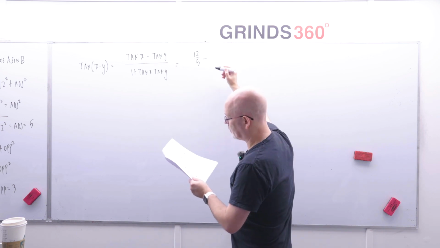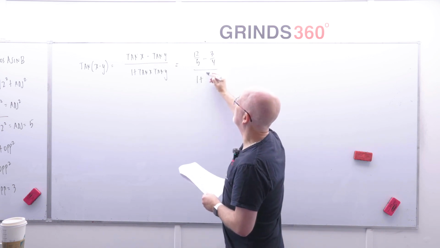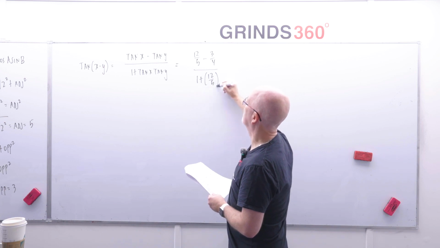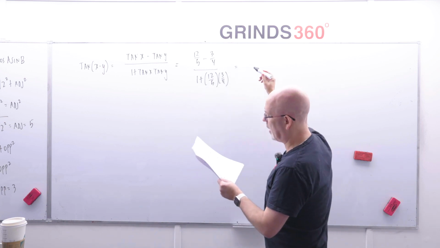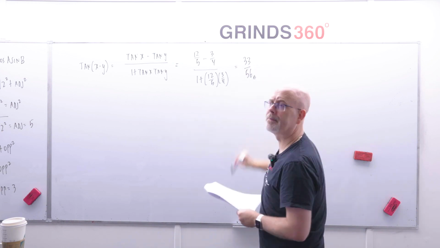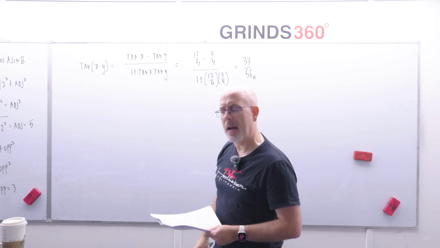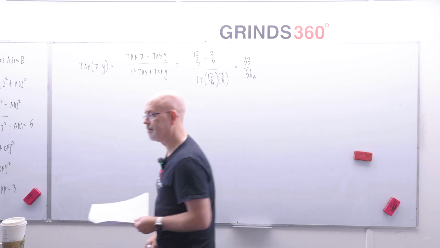Minus tan y is minus 3 over 4. Over 1 plus tan x, which is 12 over 5, times 3 over 4. And again, if I just pop that into my calculator, I get 33 over 56. Tricky little question, that one. But again, harking back to something that we mentioned back in lesson number 1.